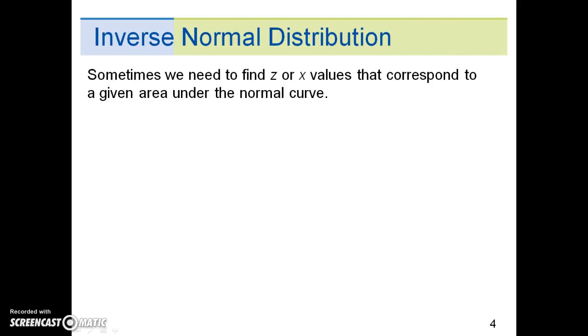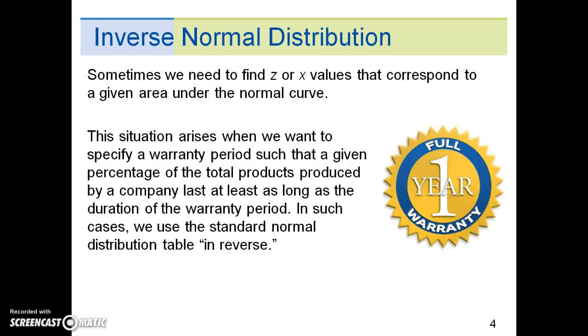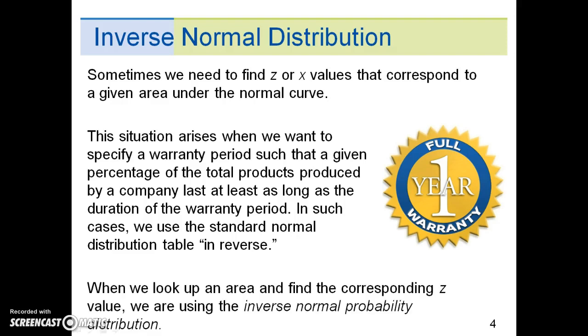Sometimes we need to find z or x values that correspond to a given area under the normal curve. This situation arises when we want to specify a warranty period such that a given percentage of the total products produced by a company last at least as long as the duration of the warranty period. In such cases, we use the standard normal distribution table, but in reverse. When we look up an area and find the corresponding z value, we are using the inverse normal probability distribution.